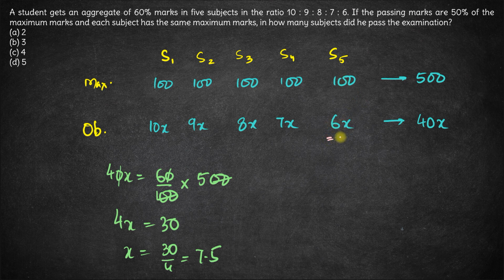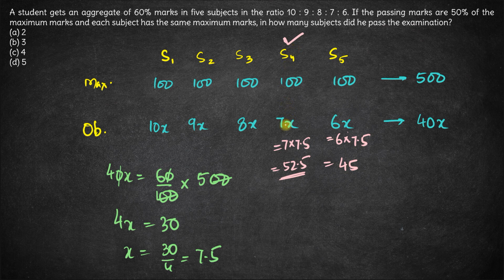So, in the last subject, he gets the least marks, right? So, the marks that he gets is 6 into x, which is 7.5. So, this is 6 into 7 is 42 plus 6 into 0.5 is 3. So, this is 45. In the fourth subject, he gets 7 into x, which is 7.5. Now, 7 into 7.5 is 49 plus 3.5, 52.5. That means he gets more than 50 marks. That means he passes in S4. In fourth subject, he is going to pass, right?